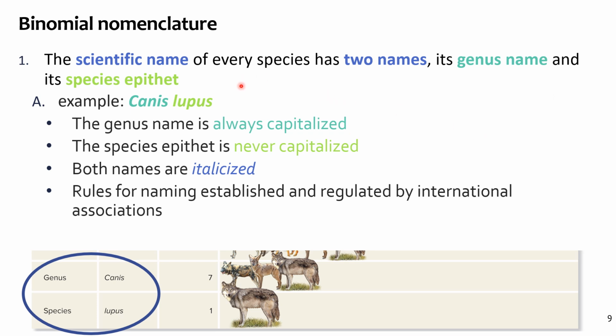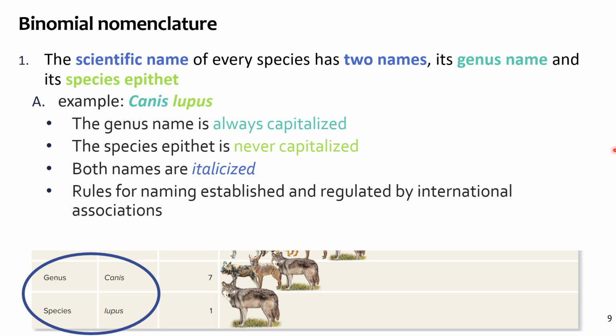Just some housekeeping things here. For example, with our Canis lupus, we always capitalize the genus. We never capitalize the species epithet. Both of them are italicized. When you write these names out on paper, like in a lab or something, you don't have to italicize them. But if you submit anything like extra credit, anything that is typed up, you should italicize.